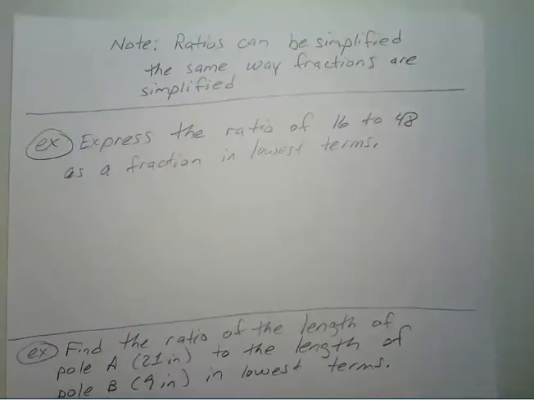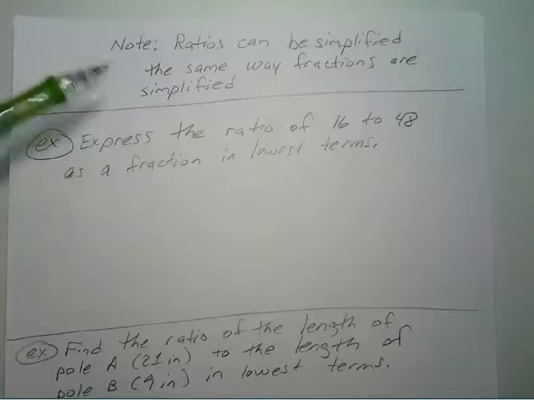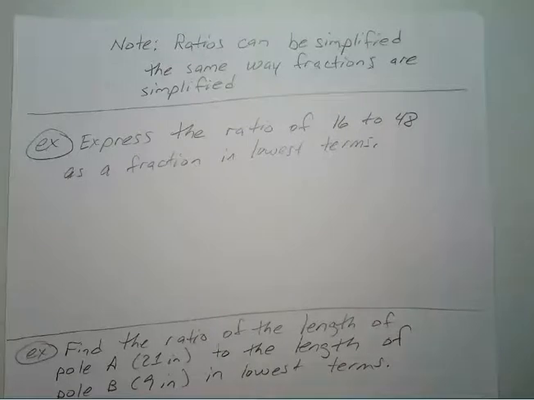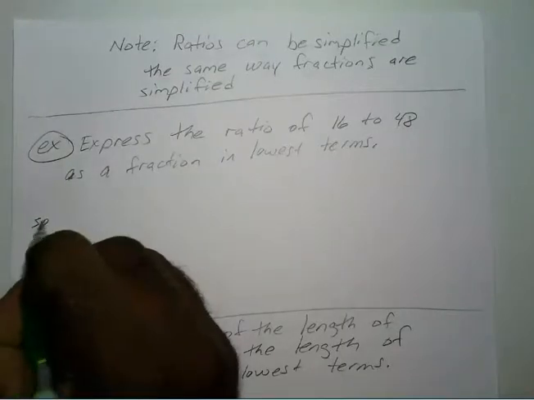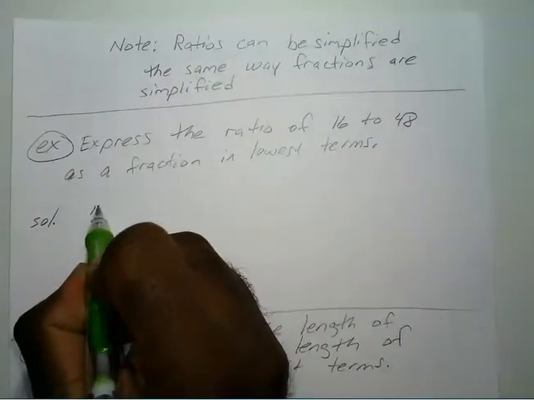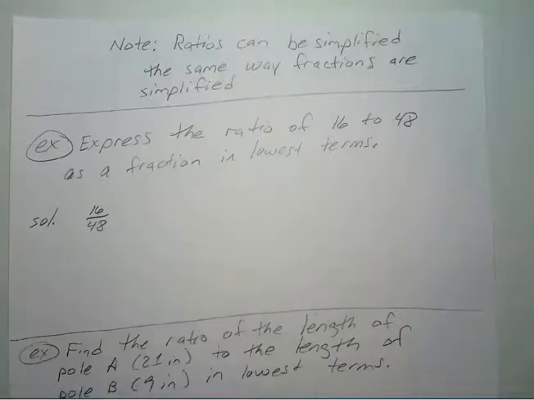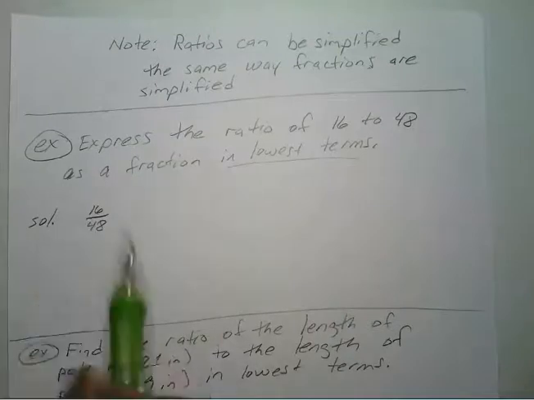Just a heads up, ratios can be simplified the same way fractions are simplified. There's absolutely no difference in the way they're simplified. For this example, what if you wanted to express the ratio of 16 to 48 as a fraction in lowest terms? The ratio of 16 to 48 in fractional form looks like that. But in lowest terms, we're going to simplify it.